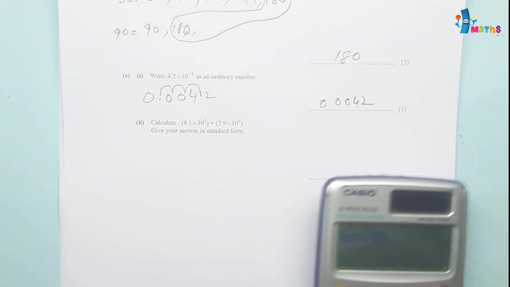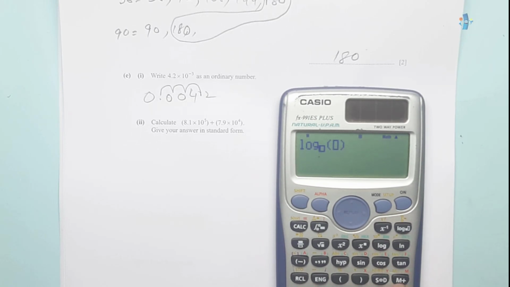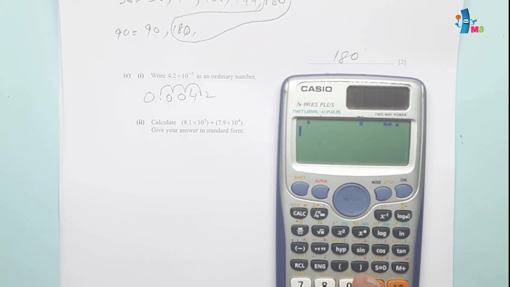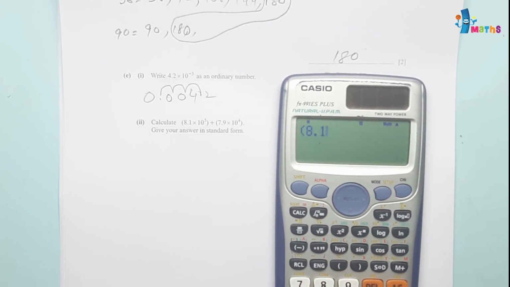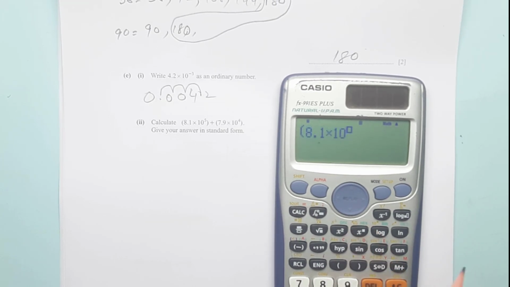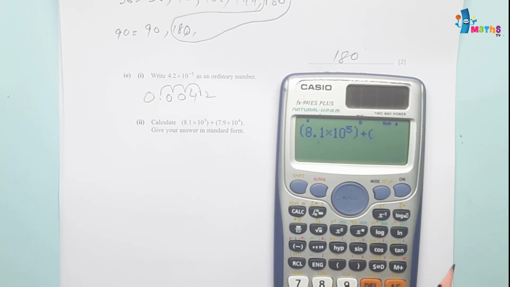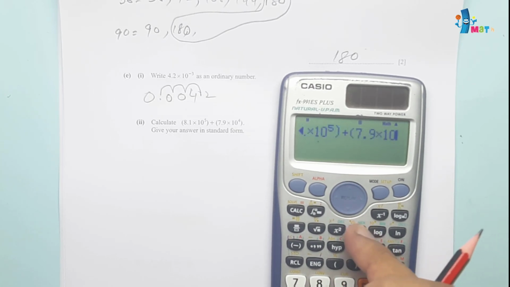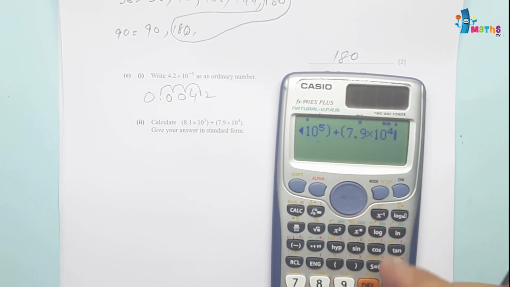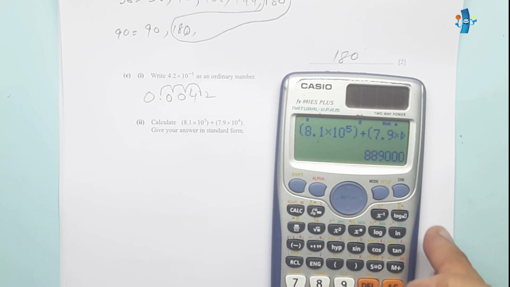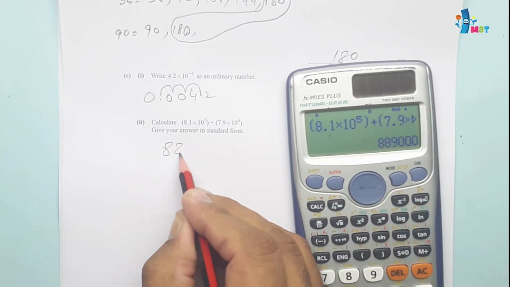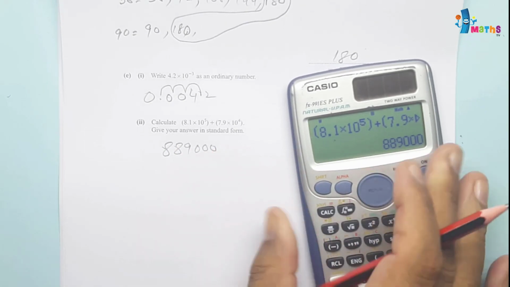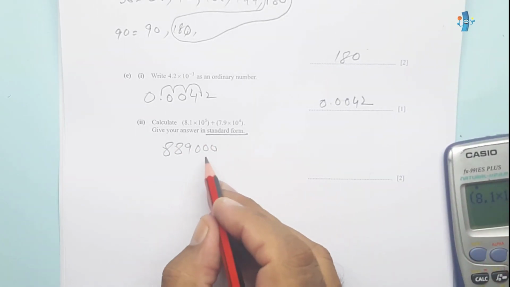We can calculate this, give your answer in standard form. So we can multiply first 8.1 into 10 raised to the power 5, and plus, bracket should be closed, then plus 7.9 multiplied by 10 raised to the power 4, and this will be equal to, this is the number which we are getting from calculator. Now this number we have to change into standard form.